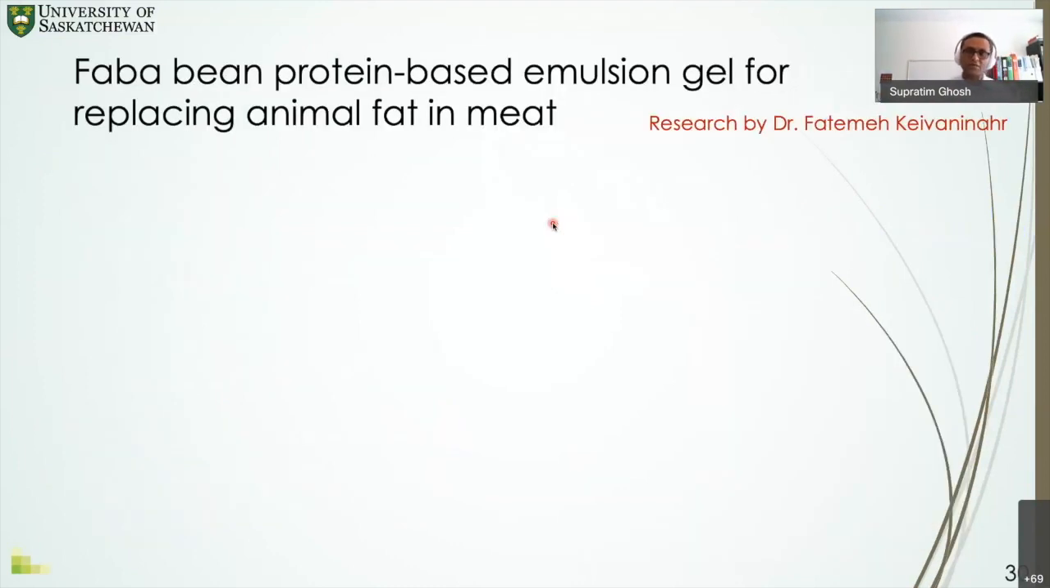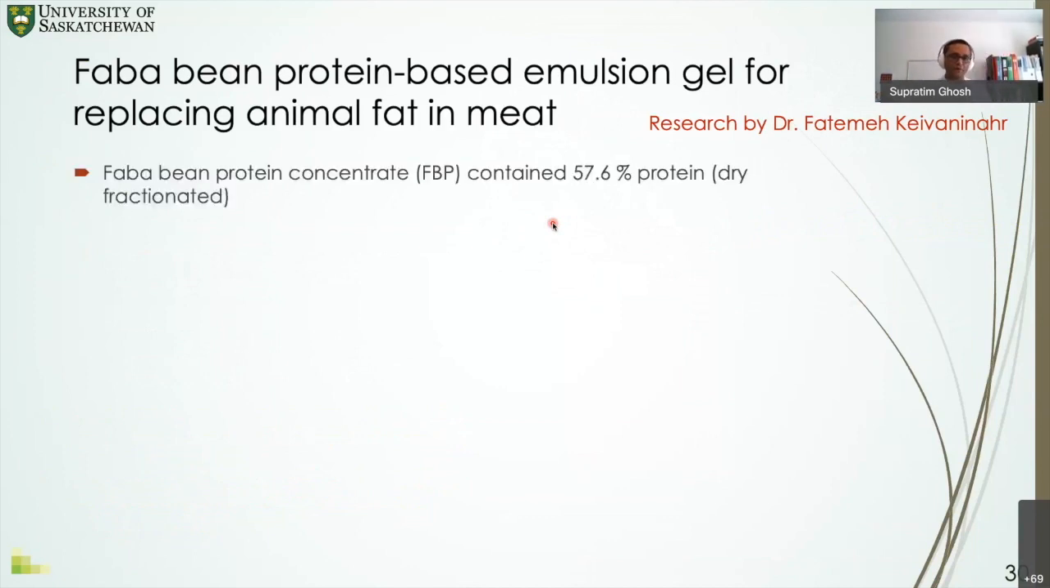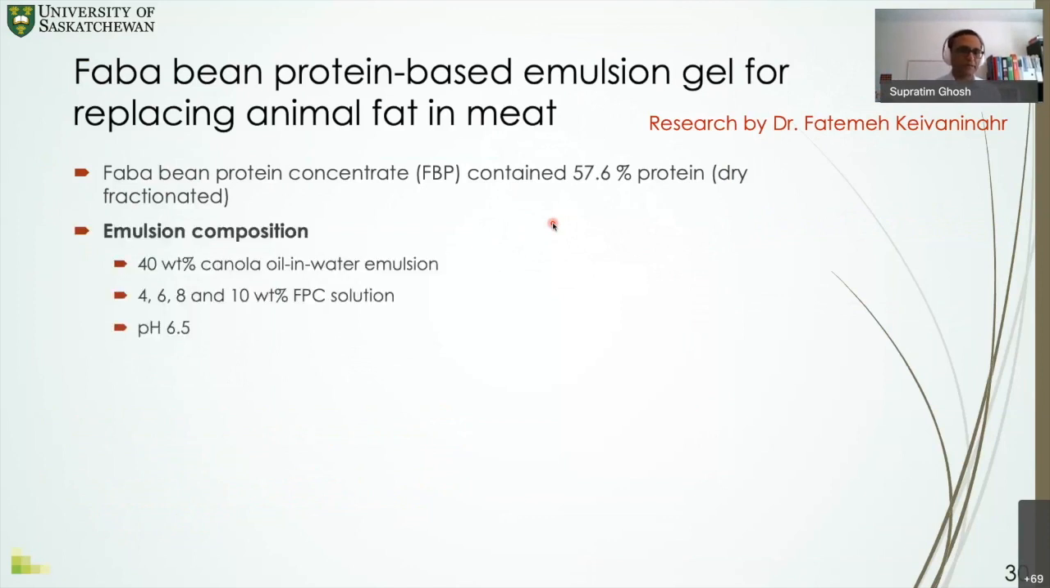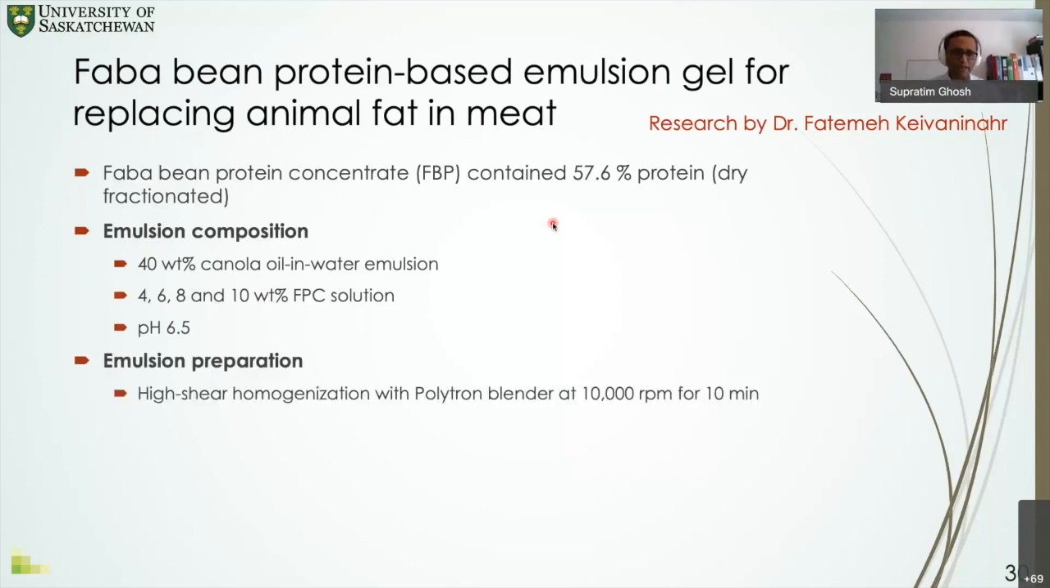So this research was done by Dr. Fatima Kaivenar, a postdoctoral researcher in our lab. What she did is she used faba bean protein, which contained about 58% protein, and then she made 48% canola oil-in-water emulsions. We used 4 different protein concentrations, and the pH was kept as the original pH. Then we prepared the emulsion, in this case using a Polytron blender, because we didn't want to create a nanoemulsion or very small droplets.